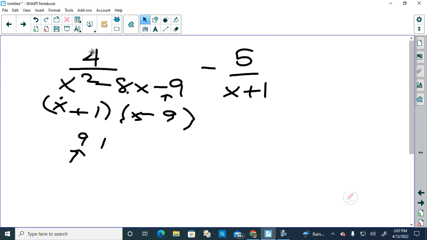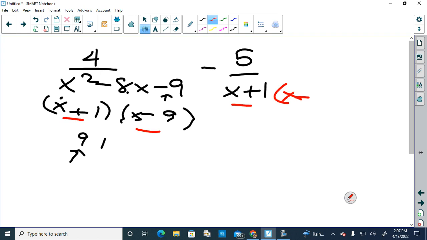Okay, so adding and subtracting, you need common denominators. I have an x plus 1 and an x plus 1. This one has an x minus 9, but that one doesn't. So I would need to multiply it on the bottom. And on fractions, whatever I multiply on the bottom, I've also got to multiply on the top. I didn't need to change anything on this first denominator, so it stays as 4. But this one I did.